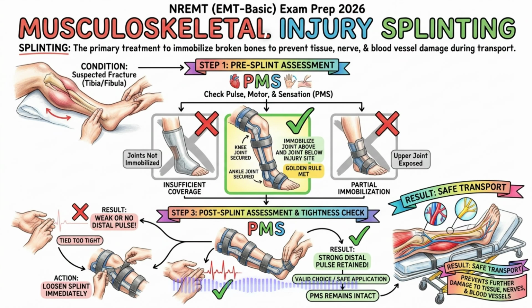You must check the pulse, motor function, and sensation, commonly referred to as PMS, in the extremity. If a patient has a strong pulse before you apply a splint, but the pulse disappears after you secure it, you have tied it too tightly and must loosen it immediately.